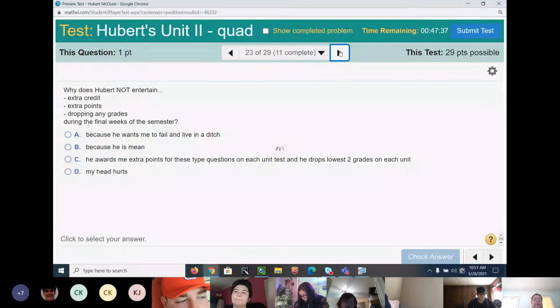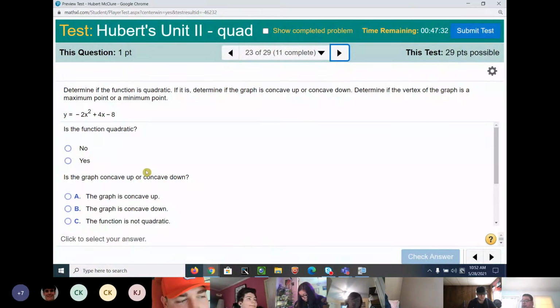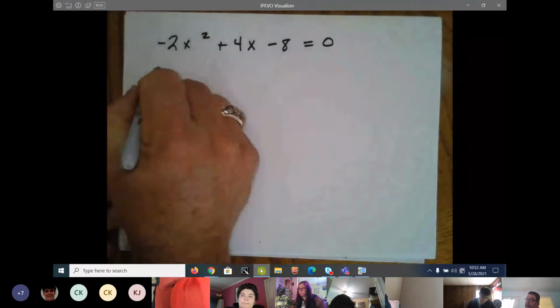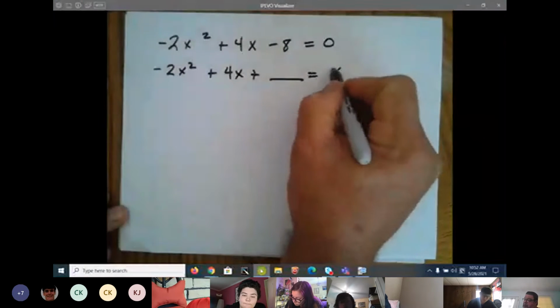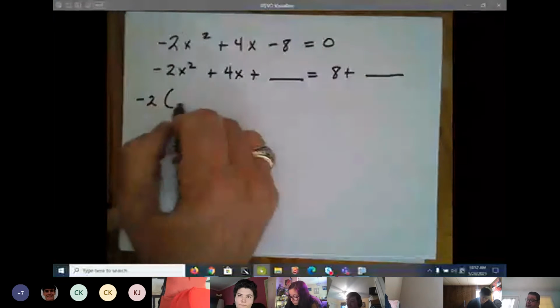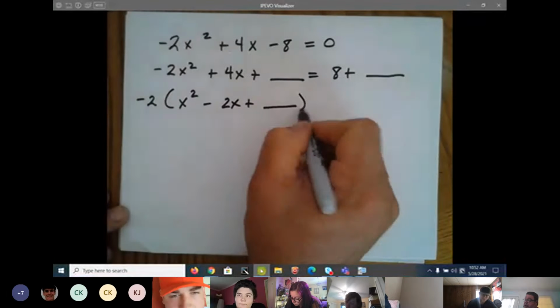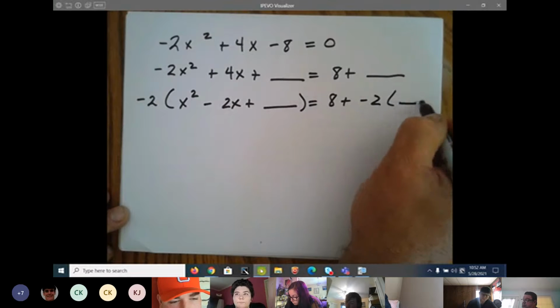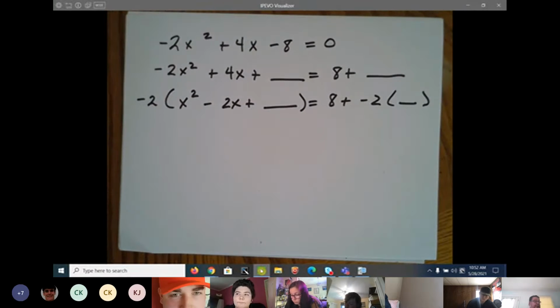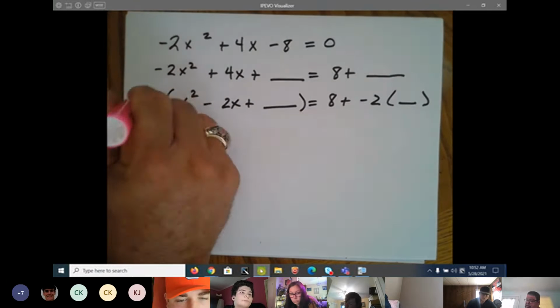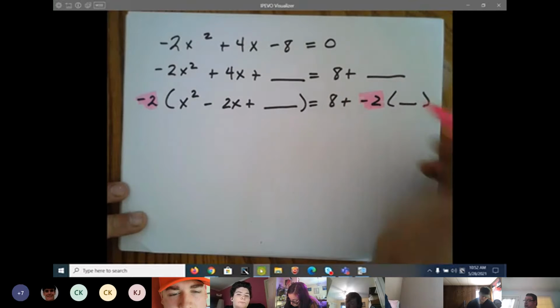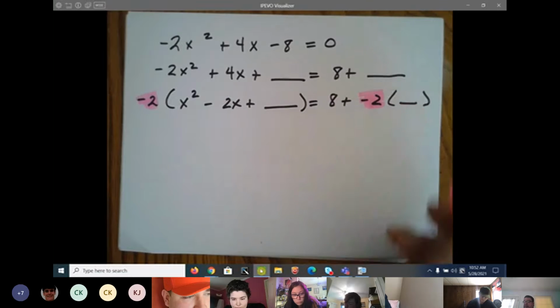What number were we on? That one? Negative 2x squared plus 4x minus 8 is equal to 0. All right, I'm not even going to worry about what they're asking because we're going to do everything that we can do. Negative 2x squared plus 4x plus blank is equal to 8 plus blank. Factor out a negative 2: x squared minus 2x plus blank is equal to 8 plus negative 2 times blank. And am I going to highlight that negative 2? Yes, I do that no matter what class I'm teaching, because whatever you factor out here, you've got to multiply by this right side blank.